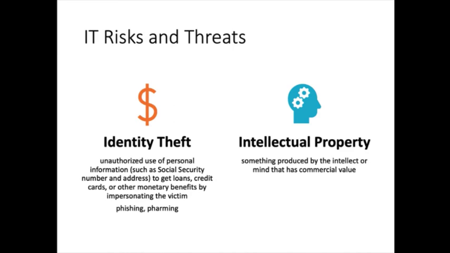Some of the things that they're trying to get after: identity theft, unauthorized use of personal information like social security numbers, loan numbers, addresses, etc., to get loans, credit cards, or other monetary benefits by impersonating the victim, either through a phishing attack or a pharming attack. More information on those terms in the text, by the way. Or simply trying to steal intellectual property, something produced by the intellect or mind that has commercial value, like patented information, trade secrets, customer rolls. Any of those kinds of things would be targets of typical IT attacks.